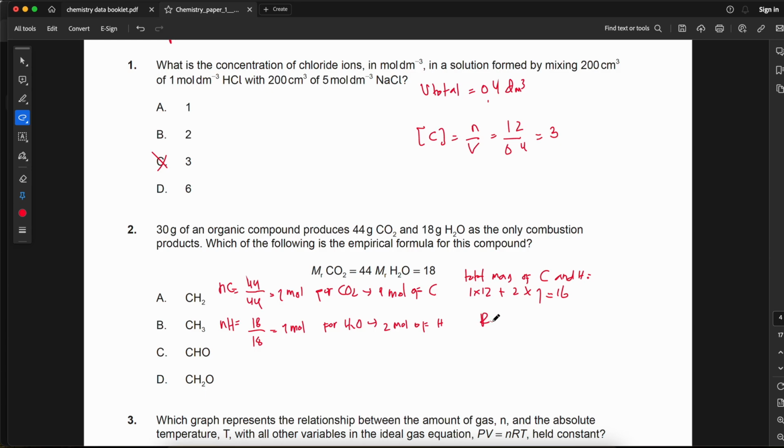Okay, so the remaining mass would be 30 minus 14, which is 16 grams. So we can use this for oxygen. So n of O is 16 divided by the relative atomic mass of oxygen, which is 16, so you will get 1 mole. Therefore C1H2O1. So the answer is D.